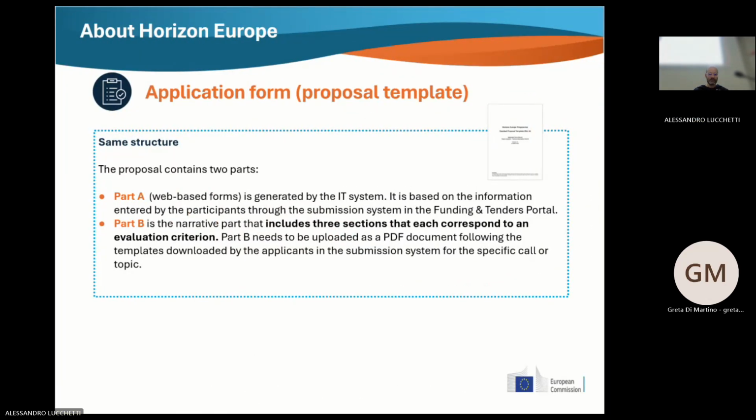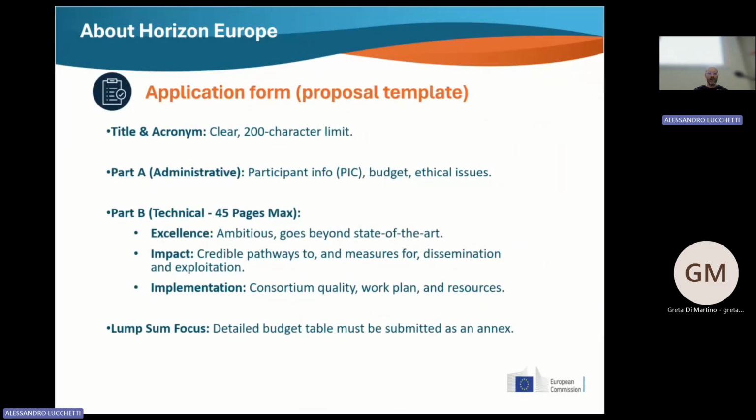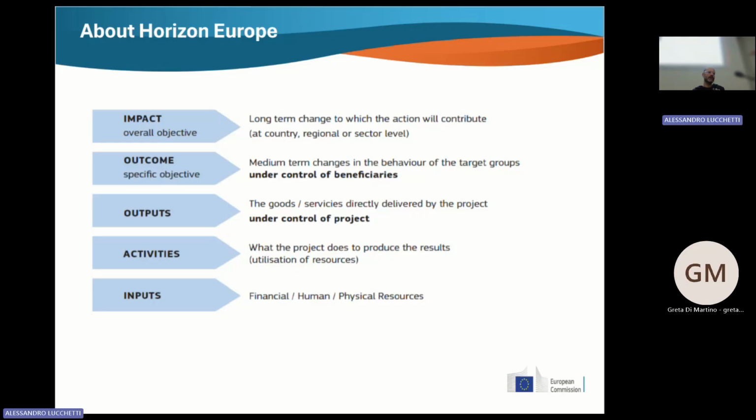The part A is the administrative one, and the part B is the proposal. So you have to apply in the application the title and the acronym. The part A is administrative, and the part B, which is 45 pages, I told you before. The three parts that are important in this section are the excellence, impact, and the implementation, like the Horizon, like the LIFE, more or less. And each one implies a different evaluation.